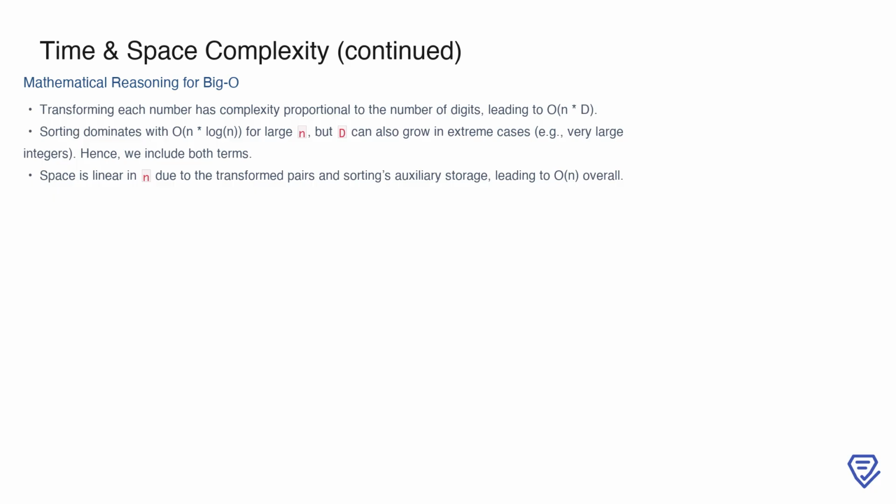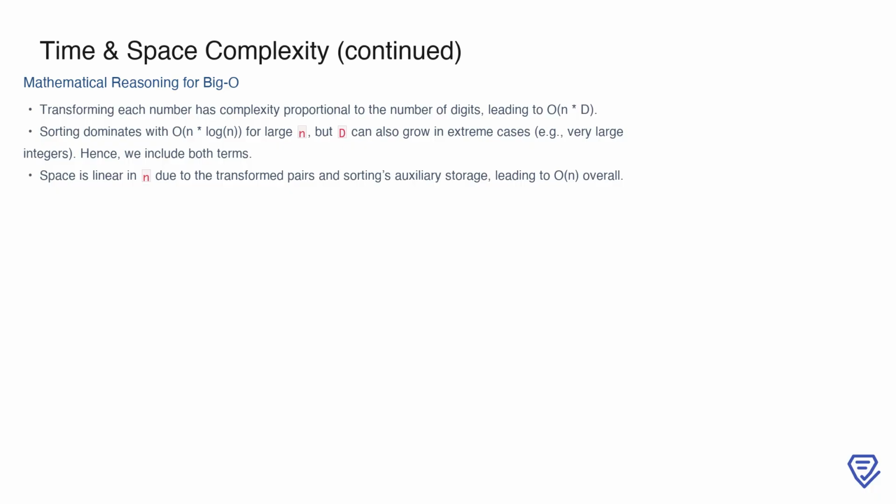Finally, let's solidify the reasoning behind these big O complexities. The transformation step processes each number in proportion to its digits, leading to O(n*d). Sorting, which is typically the dominant operation for large n, has a time complexity of O(n*log n). However, d, representing the maximum number of digits, can grow in extreme cases, such as when dealing with very large integers. This is why both terms, O(n*d) and O(n*log n), are included in the total time complexity.